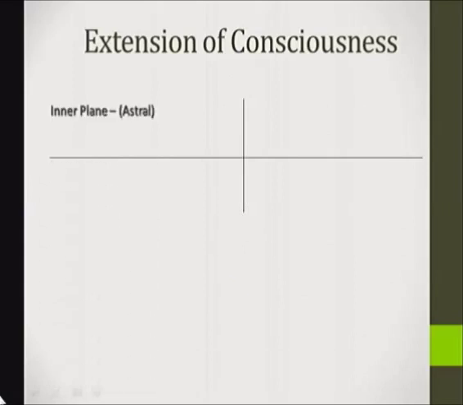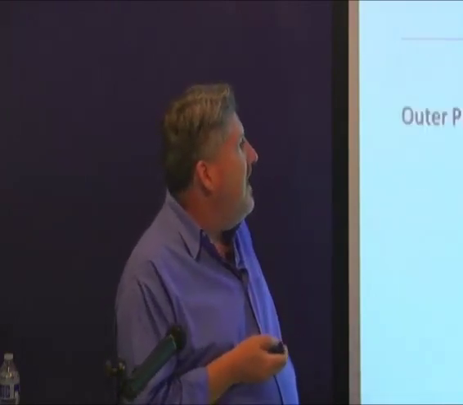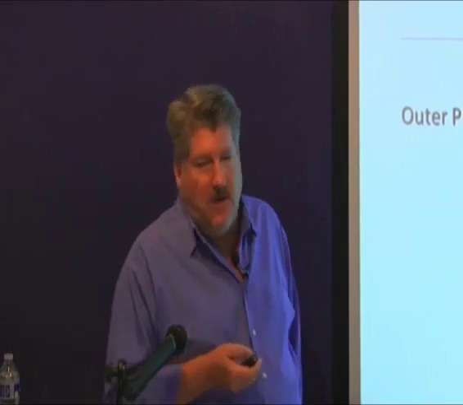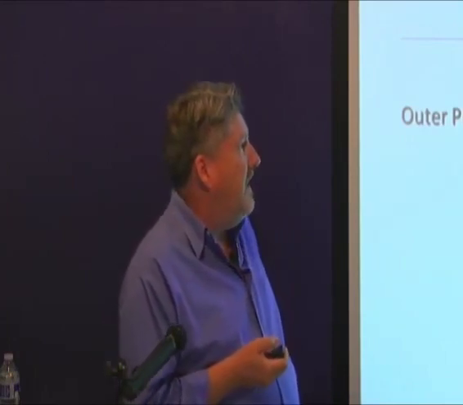The inner plane we refer to as the astral. This comes to us from the Greek meaning of a star. They called it that because they saw that this realm where our unconscious mind, subconscious and superconscious reside, is receptive to astrological energies. The outer plane we call the physical. This is where our bodies reside.